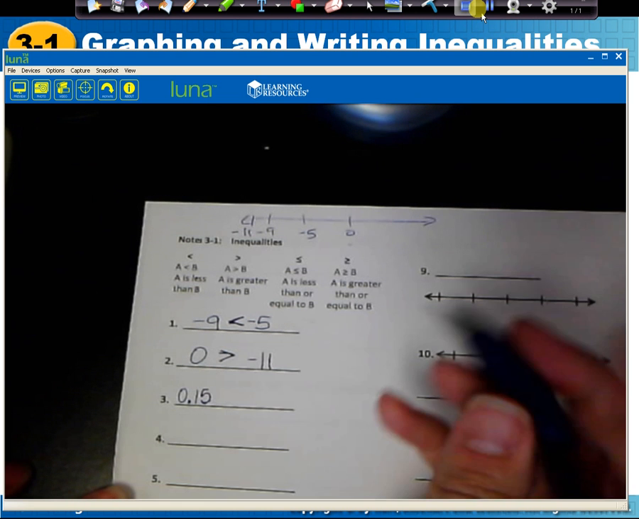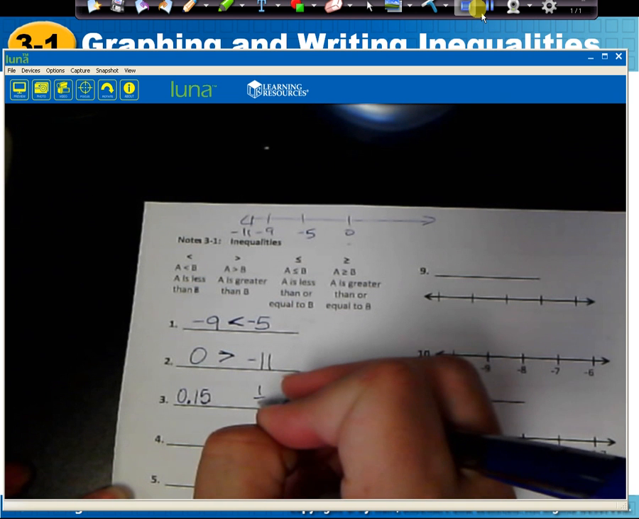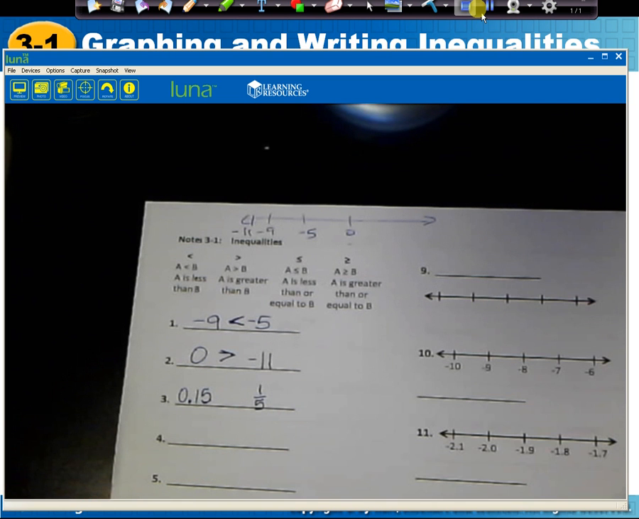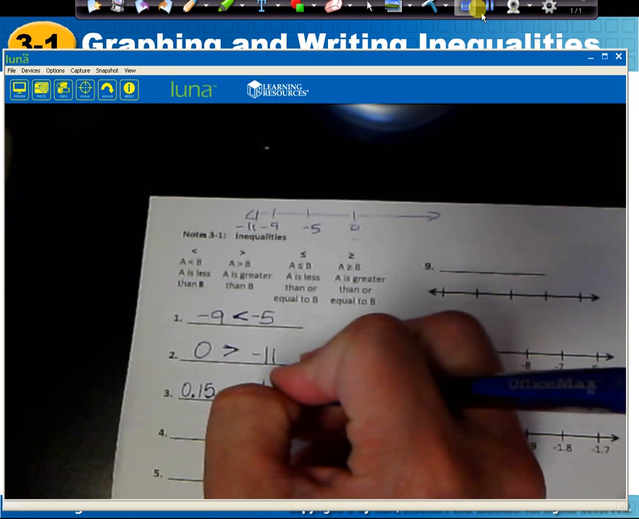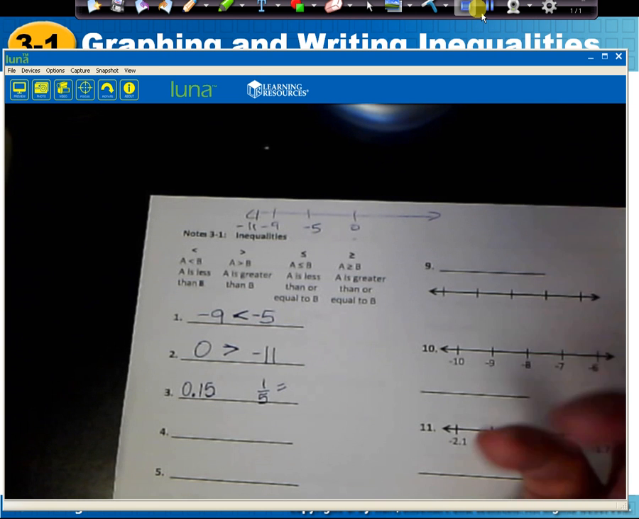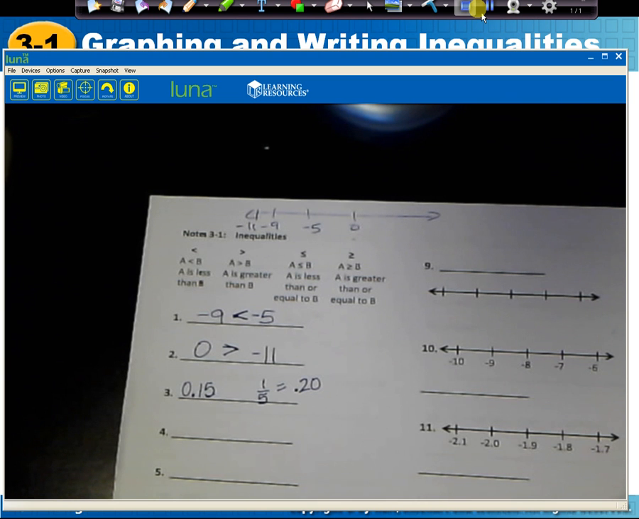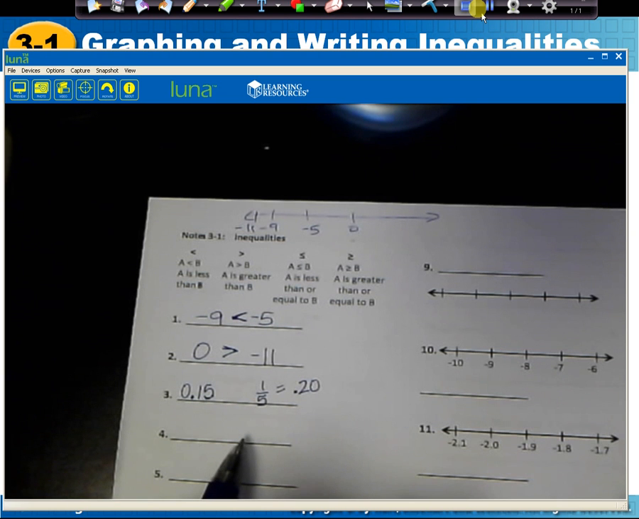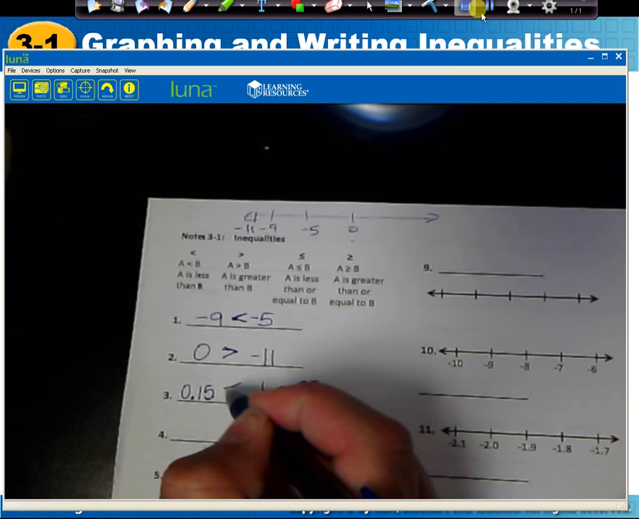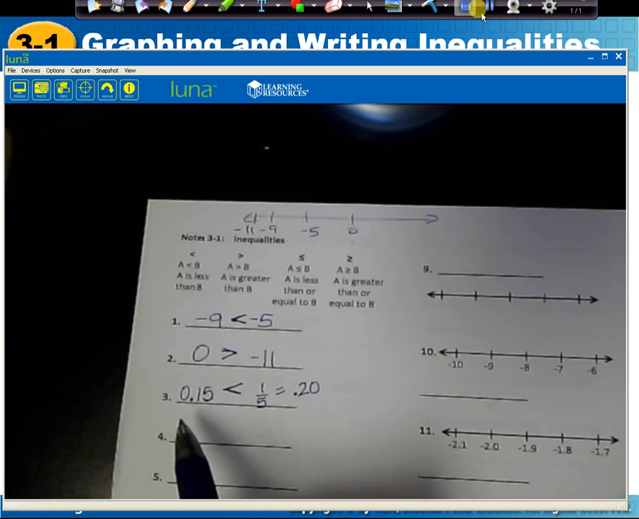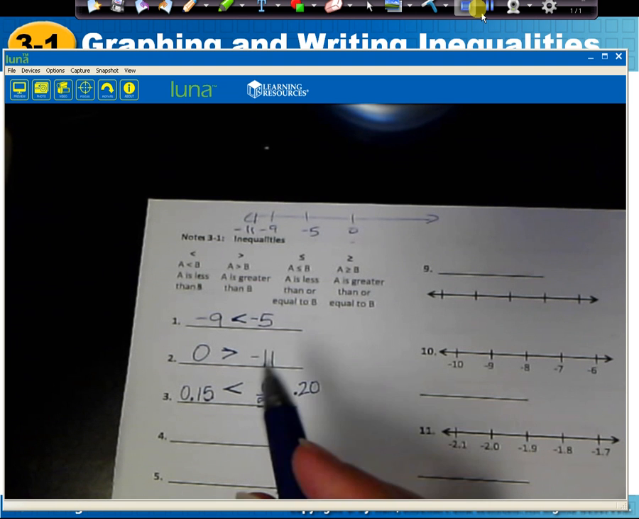Now I want you to put in 0.15, and over here, 1/5. I realize that these two numbers are not the same. One is a decimal and one is a fraction. So it's important to convert this to a decimal to find out what we're dealing with here. And if you type in 1/5 or divide it out in your calculator, you're going to get 0.20. So you have 0.15 and 0.20. 0.20 is bigger than 0.15. So the alligator is going to eat the bigger number. So you have 0.15 is less than 0.20.